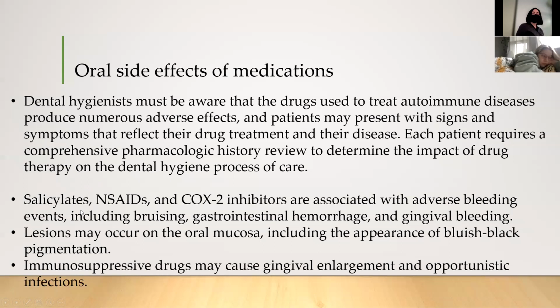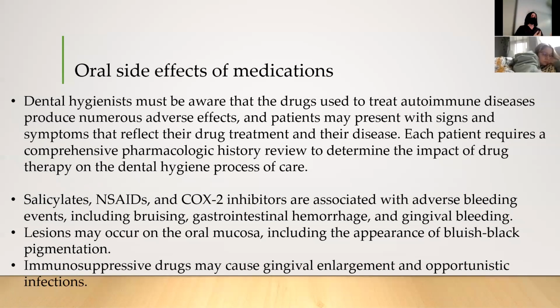Salicylates, which is aspirin, NSAIDs, and COX-2 inhibitors, can affect bleeding. So we have to think about our patients with an autoimmune condition, and whether they bleed more easily, or if there's petechiae in different areas that you wouldn't necessarily expect it.